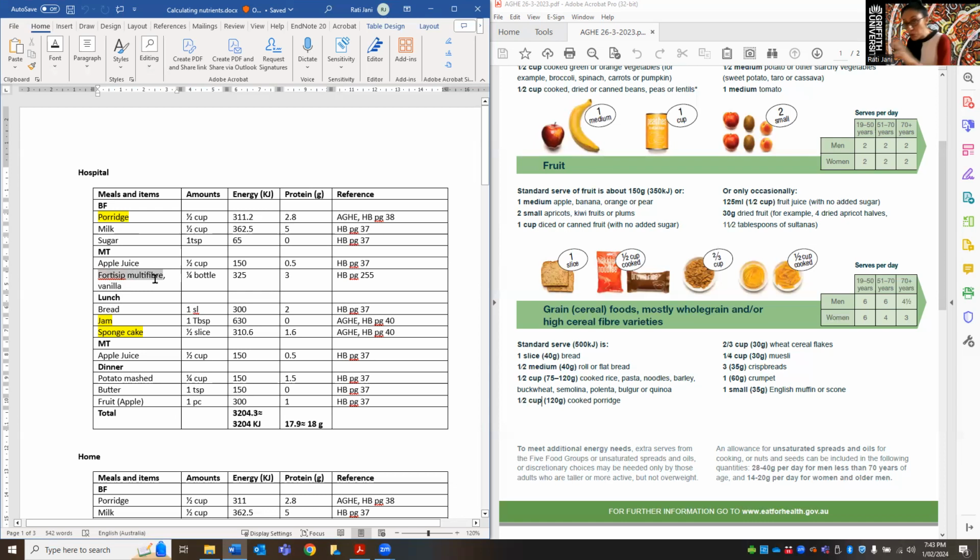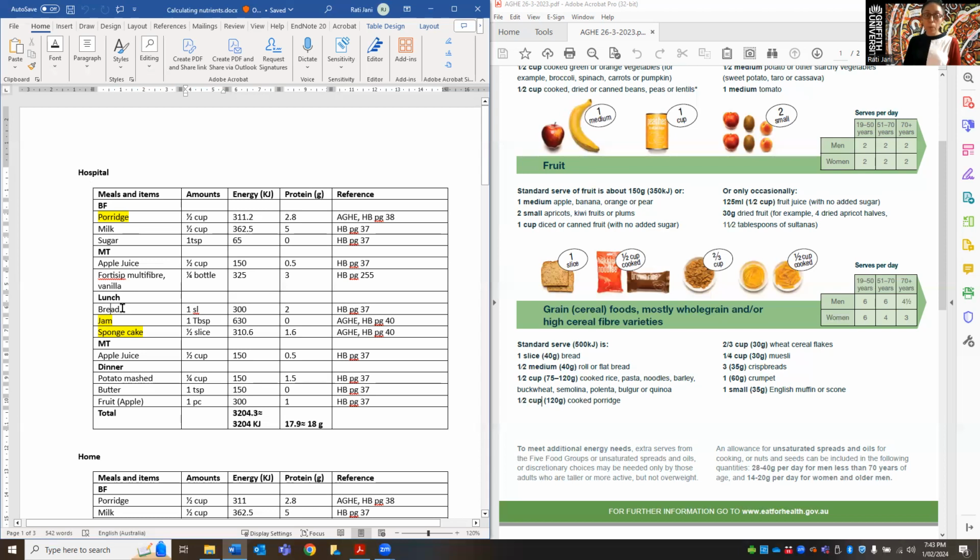There are various types of Fortisip. The Fortisip that the patient is having is Fortisip multifibre. Flavor does not make a difference, but having fibre or not does make a slight difference in its energy, protein, etc. So yes, this is Fortisip multifibre. The patient is having 1/4 bottle, from which you can do the calculations.